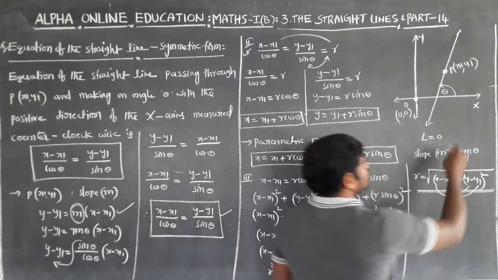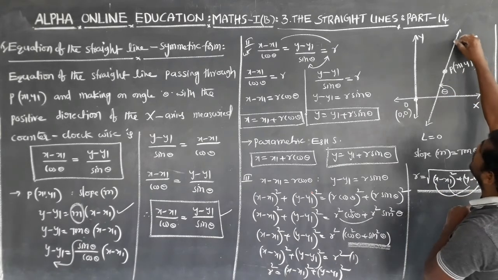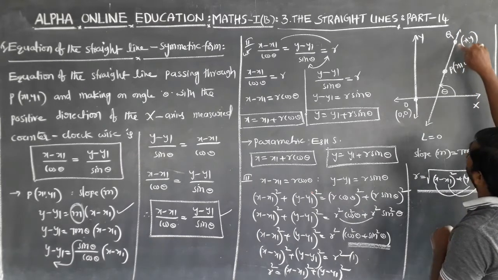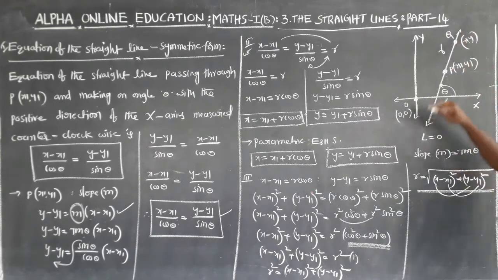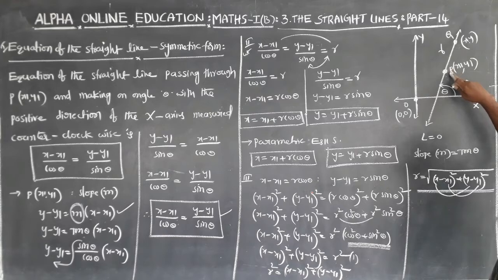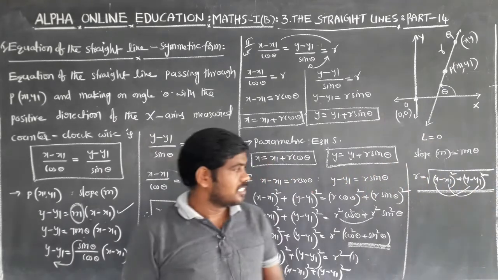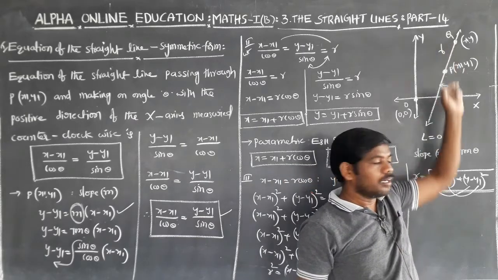Here x comma y is another point Q, and the distance from P to Q is r. Q is the point on the line. The distance from P (x1, y1) is r units. So here r is the distance between the 2 points x1 y1 and x comma y.